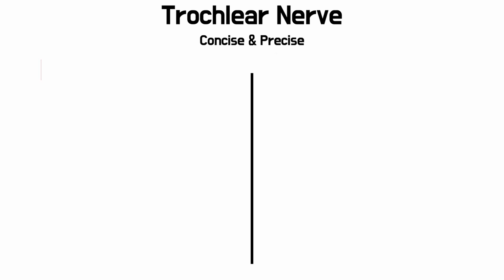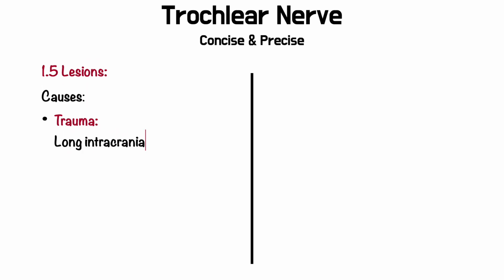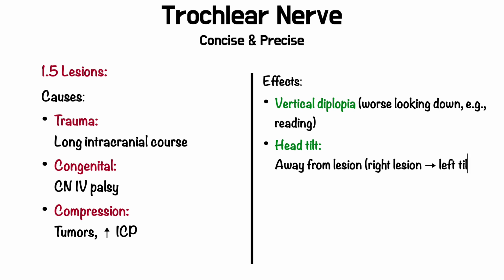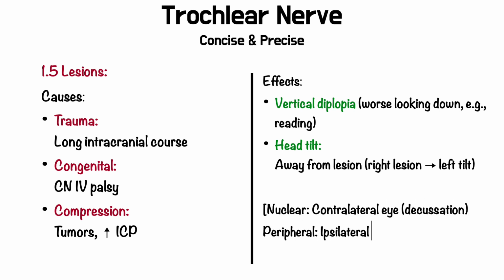So let's talk about the lesions first. The causes of these lesions can be trauma, congenital, or compression, right? In trauma, there is obviously the long intracranial course, and congenital cranial nerve 4 palsy can happen, and in compression, tumors can compress the nerve, or an increase in intracranial pressure can also compress the nerve. And the symptom of these causes appears as vertical diplopia. Diplopia means double vision. It gets worsened when looking down, for example reading, and head tilt is to compensate for the disability of this nerve, right?